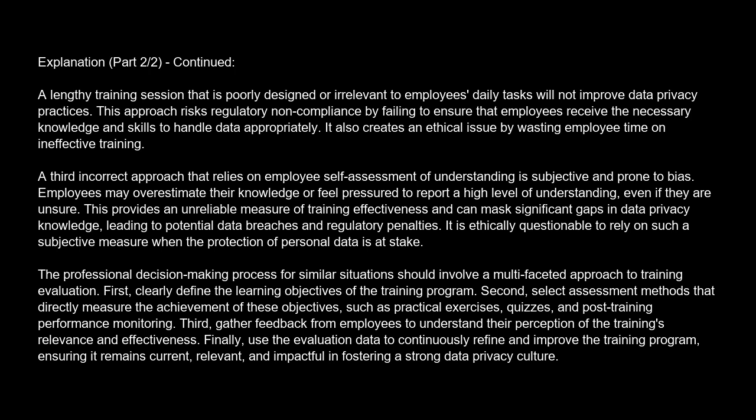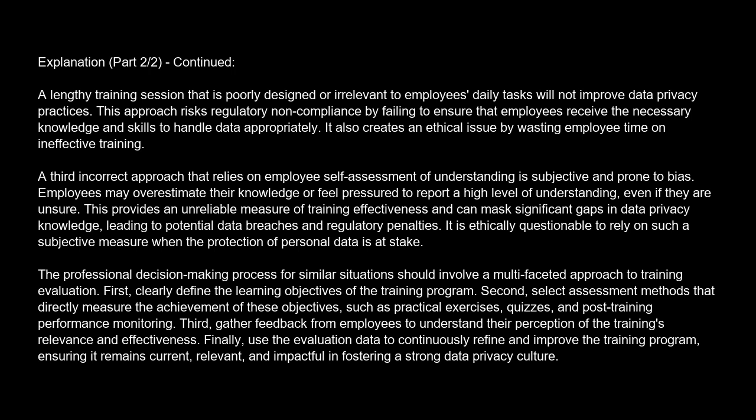A third incorrect approach that relies on employee self-assessment of understanding is subjective and prone to bias. Employees may overestimate their knowledge or feel pressured to report a high level of understanding, even if they are unsure. This provides an unreliable measure of training effectiveness and can mask significant gaps in data privacy knowledge, leading to potential data breaches and regulatory penalties. It is ethically questionable to rely on such a subjective measure when the protection of personal data is at stake.